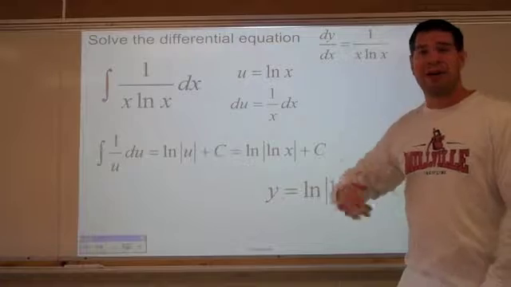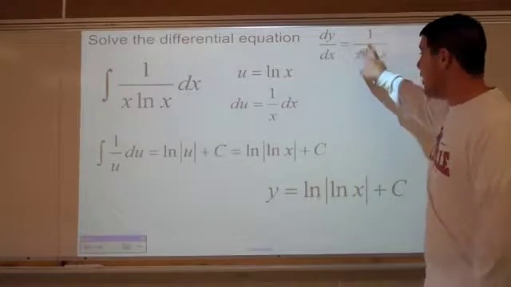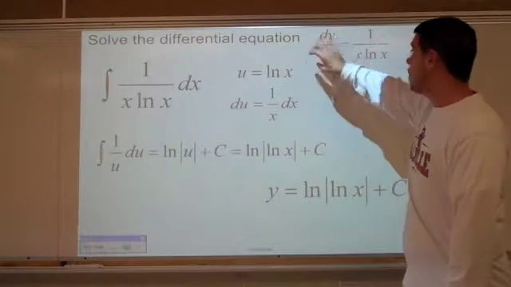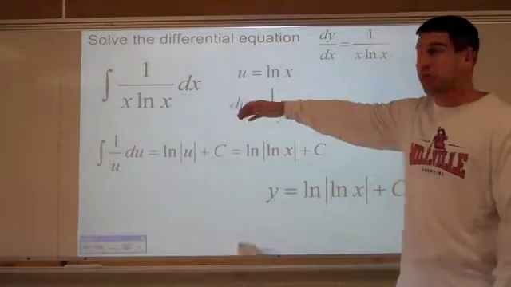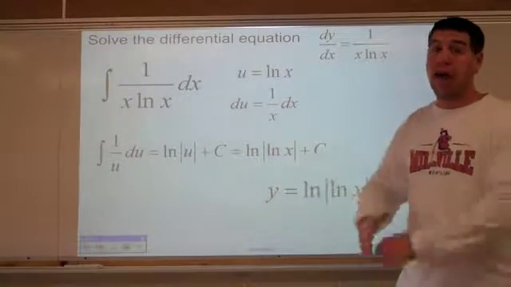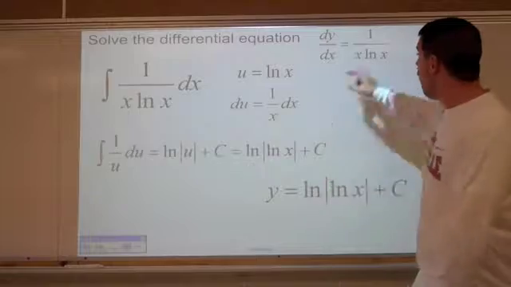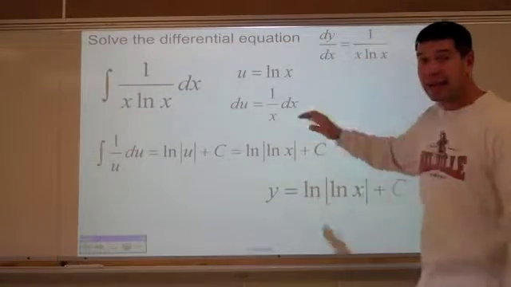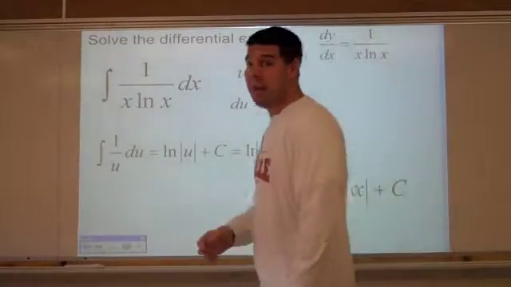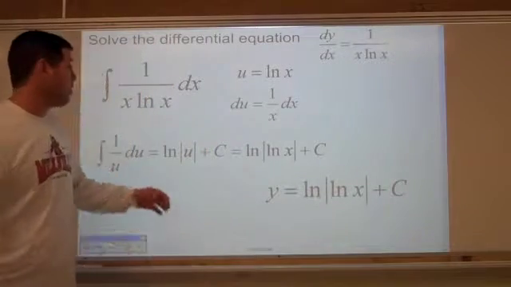This is a very, very common type of indefinite integral. They may put it in there as a differential equation. They may put it in there as an integral, a definite integral, an indefinite integral. Ask you just to find the antiderivative. But 1 over x ln of x is very common for them to try to trick you.